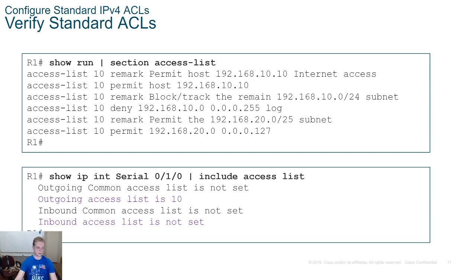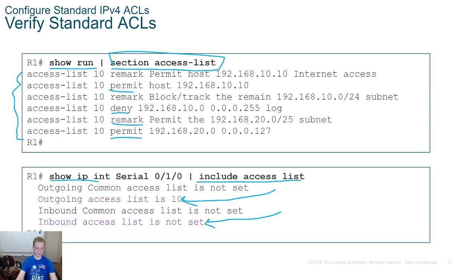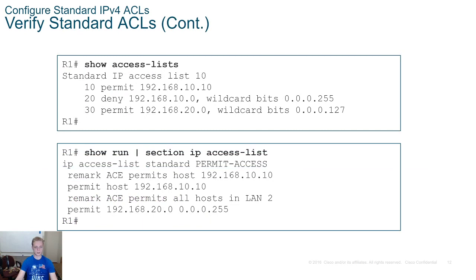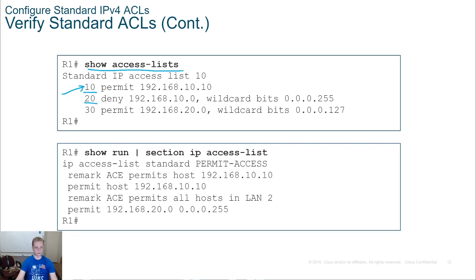So we can also show our running config with the access list section here, and we can see all that we typed. You can see the remarks, you can see permit and deny statements. And then also we can show our interface and include our access list if we want, and it'll tell you outgoing access list is 10, incoming is not set. Inbound, incoming, same idea. So if we show our access list, we will actually see these numbers here, which will tell us where they are in the access list.